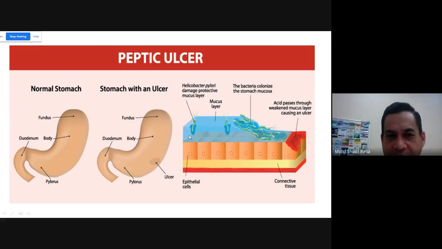This is protective mucus layer, alright. So bacteria colonize in the stomach mucosa. Okay, lama kelamaan kalau keadaan mucus layer ini terlalu berasid, so acid pass through the weakened mucus layer causing the ulcer. Dia masuk sampai ke dalam, okay. Sometimes dia boleh pergi kepada epithelial cell and sometimes dia boleh pergi sampai ke connective tissue. Sekiranya dia hanya setakat di stomach mucosa is still okay. But kalau dia penetrate up to the epithelial cell yang menyebabkan ulcer, that is kemunculan ataupun berlakunya peptic ulcer dekat situ. Alright, so it's very dangerous.